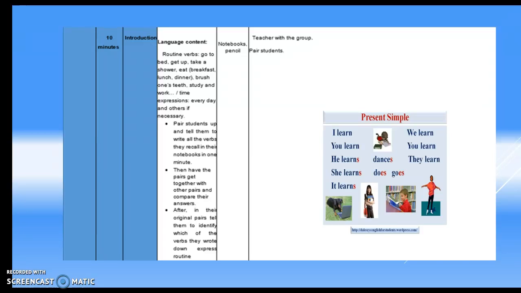After that, follow the introduction. This is about 10 minutes. It shows language content, routine verbs: go to bed, get up, take a shower, breakfast, lunch, dinner, brush your teeth, study, work, time. Expressions such as every day and others are necessary.